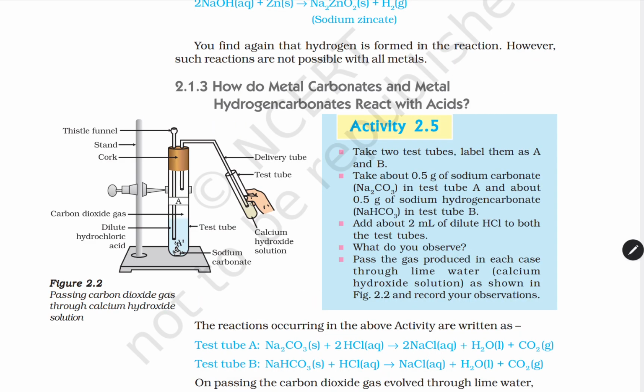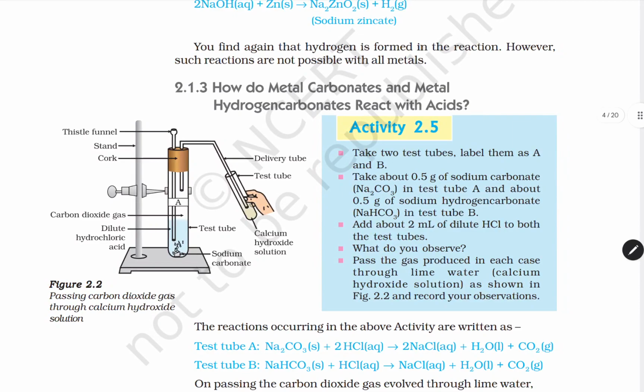Our next activity is the reaction of acids with carbonates and bicarbonates, that is, metal carbonates and metal bicarbonates. How they react with acids is what we are going to test in this activity. Here, take two test tubes with a small amount of sodium carbonate or sodium bicarbonate. Sodium carbonate is Na2CO3 and sodium bicarbonate is NaHCO3. Now add dilute hydrochloric acid to each test tube.